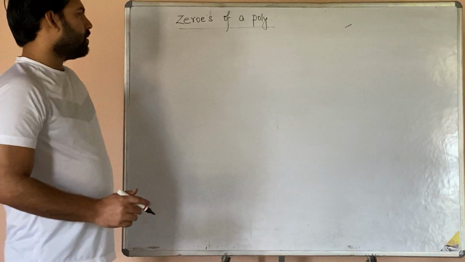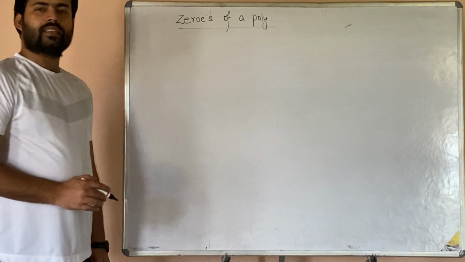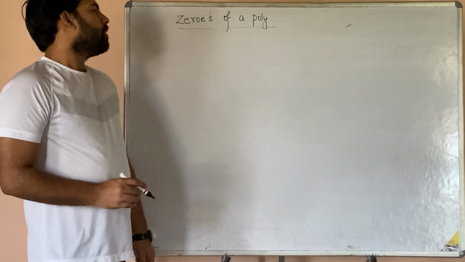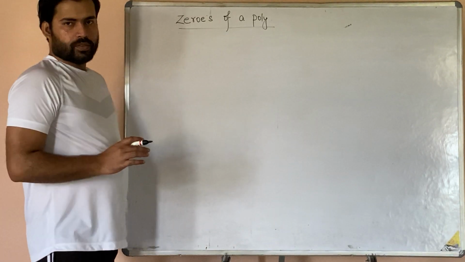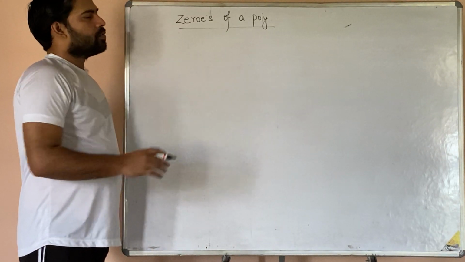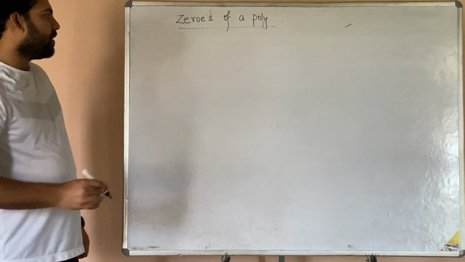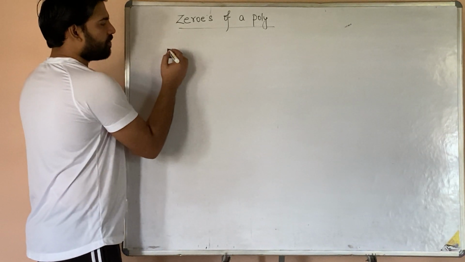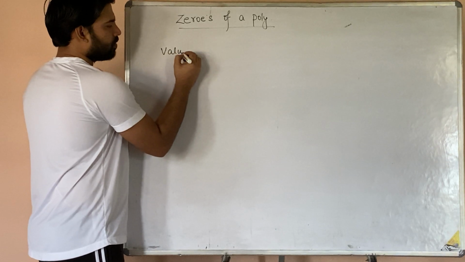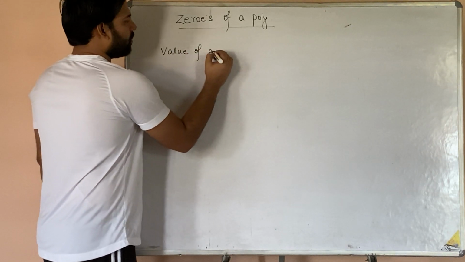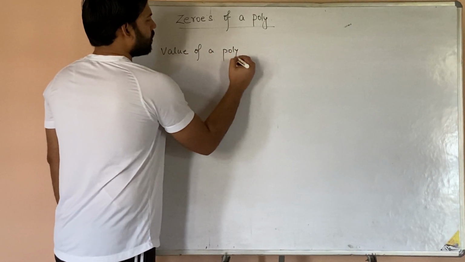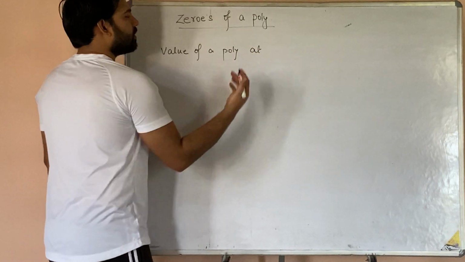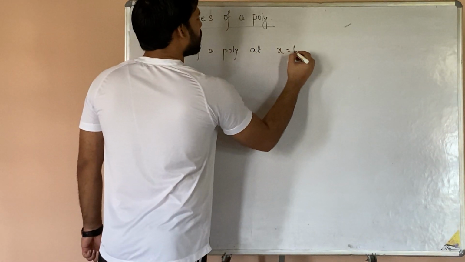And now students, the next part is the zeros of the polynomial. Now what's the zeros of a polynomial? Before moving on to zeros of a polynomial, let us move on to finding out the value of a polynomial, at say x is equal to 1.